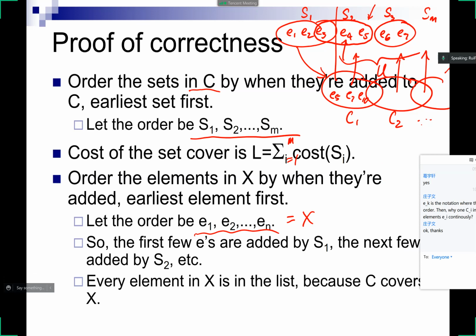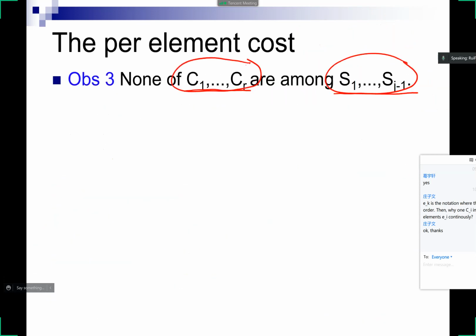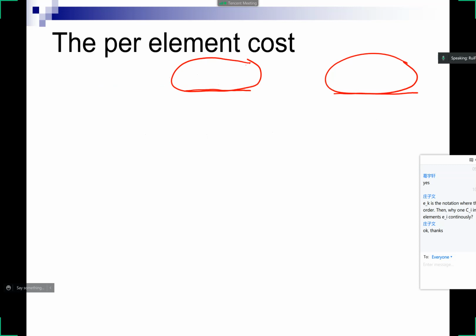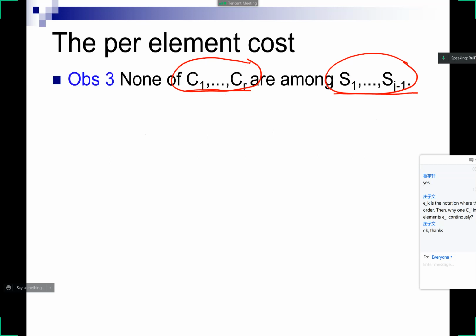Going back to this third observation, what we're saying is that all of the sets that the optimal cover uses to cover elements Ek up to En, none of these sets are among the first j-1 sets that our algorithm used. So why are we talking about this? It's because now we're trying to look at what the jth set is that we used, what Sj is. Because none of these C1 up to Cr are among S1 up to Sj-1, in the end what we show is that Sj can be chosen from one of these C1 up to Cr sets. That's why we want this observation.